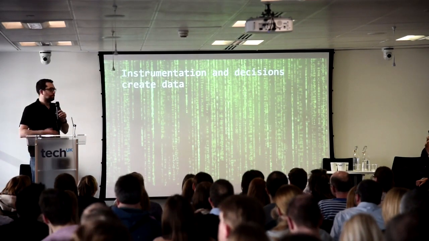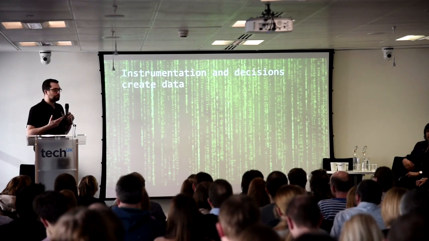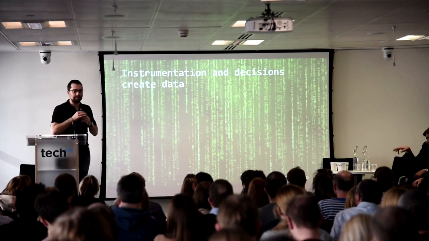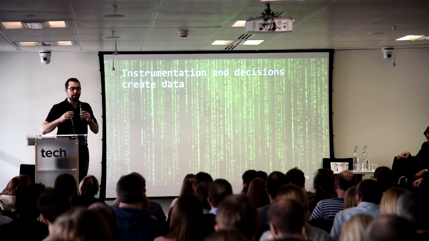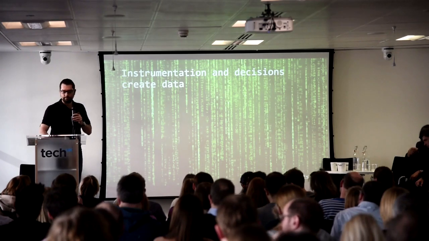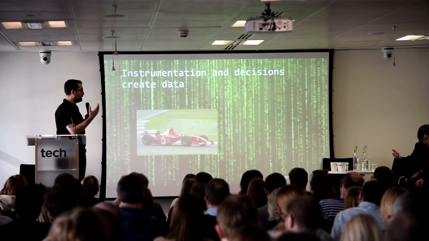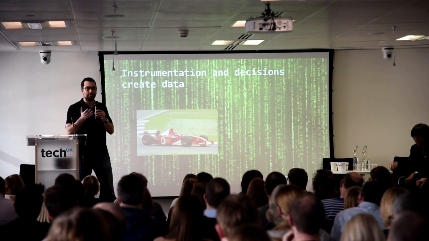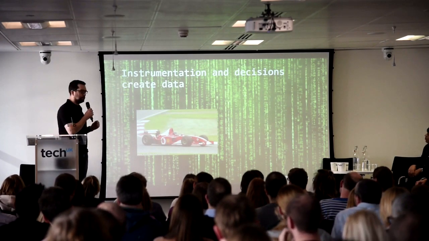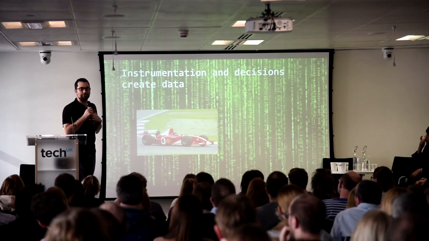And what we know is that instrumentation and decisions create data. So whether that's a car, whether that's a human, whether that's an artificial pancreas system, there's a lot of data, a lot of decisions, a lot of instrumentation. Now, much like a Formula One car, humans are very finely tuned instruments. Not like a Formula One car, we don't come with built-in instrumentation.